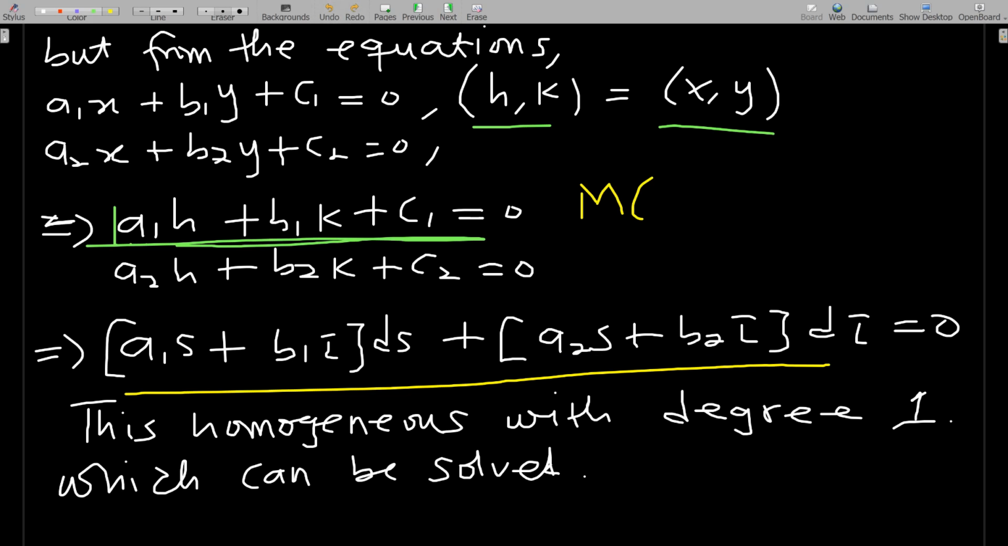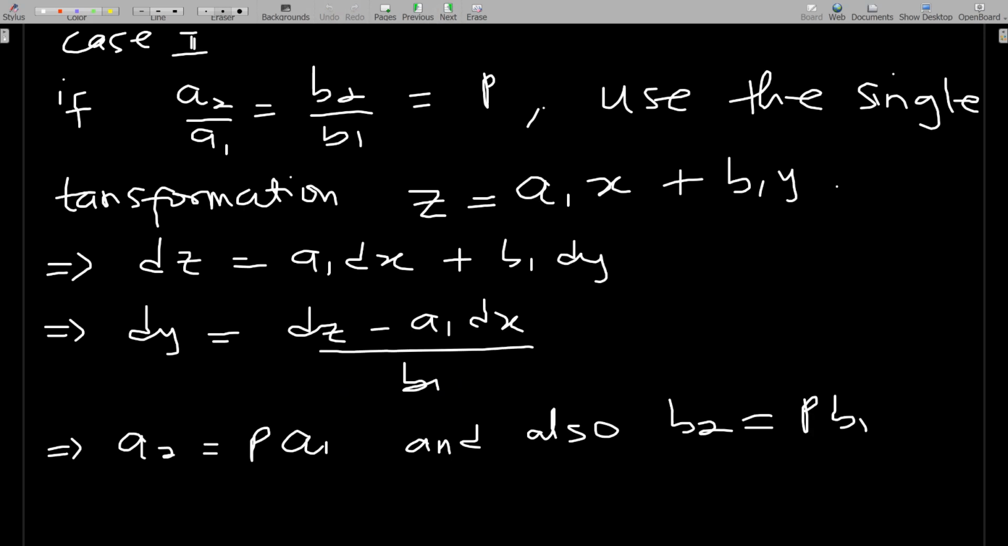Then we just use our idea in homogeneous to solve this. Very simple like that. Okay, let's look at case 2.